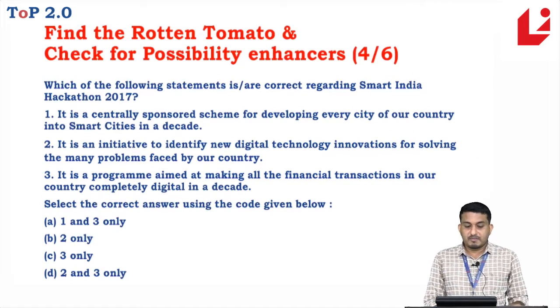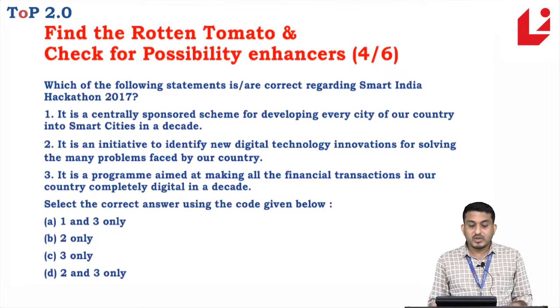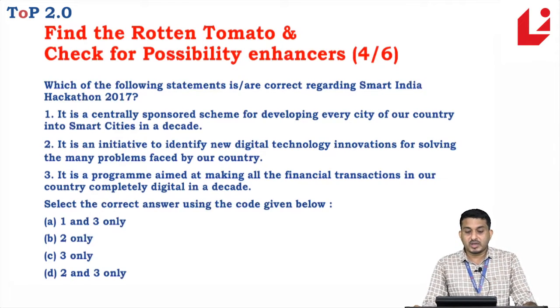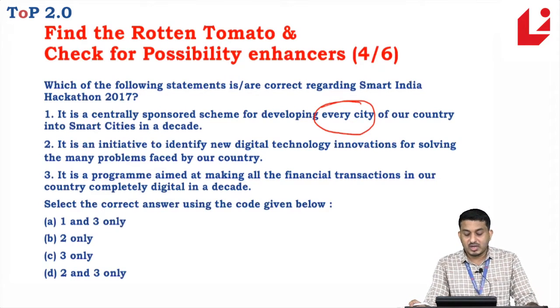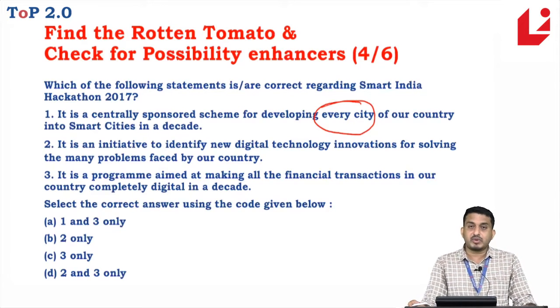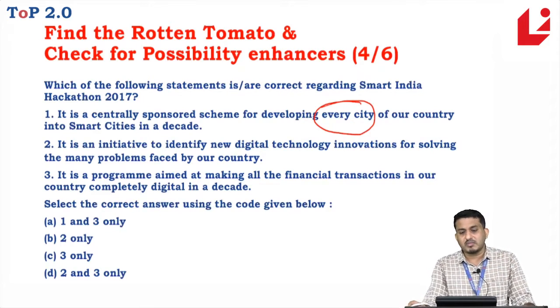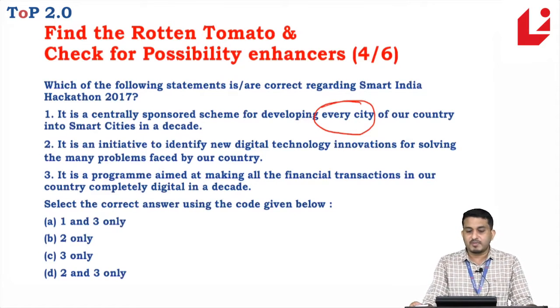Now read the next statement, next question. The question is regarding which of the following statement is or are correct regarding Smart India Hackathon 2017. Now apply the technique which we have discussed till now. First statement. It is the centrally sponsored scheme for developing every city of our country into smart cities in a decade. Do you think that it is an achievable aim? Every city into smart cities. Some cities into smart cities in a decade might be possible, but every city is not at all possible.